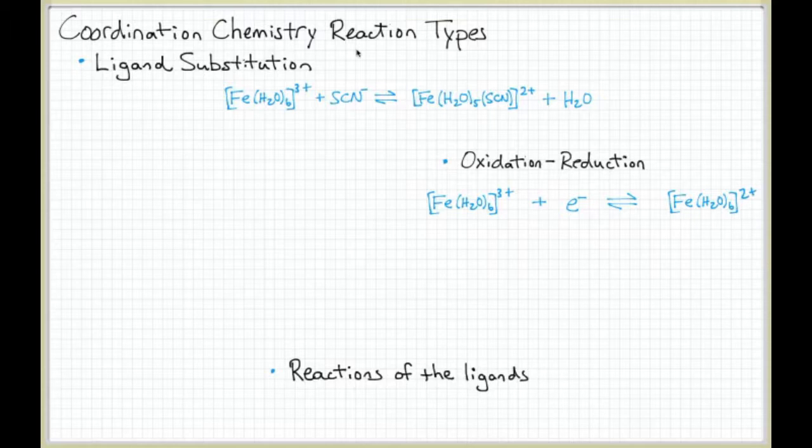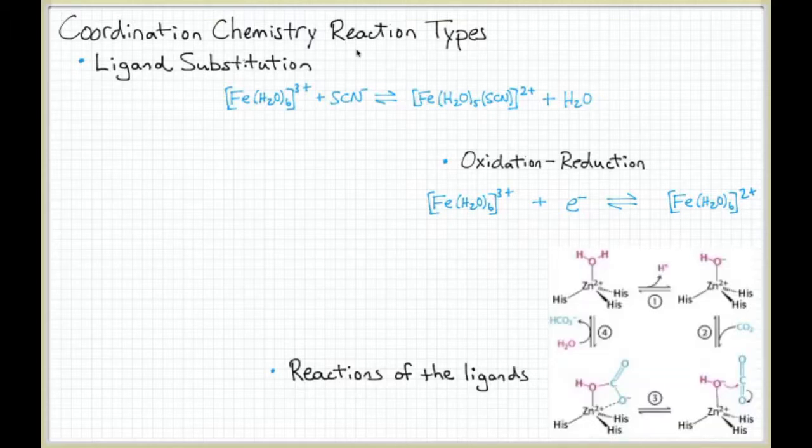And then finally, reactions of ligands. This refers to reactions of the ligands themselves that are coordinated to the metal, so undergoing some type of acid-base or redox type chemistry or other types of reactions.